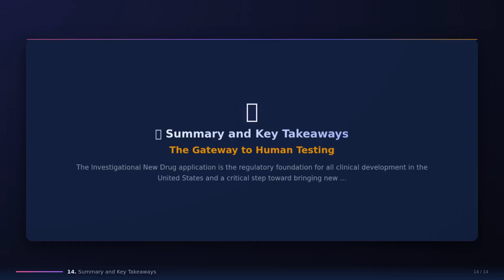The Investigational New Drug application is the regulatory foundation for all clinical development in the United States and a critical step toward bringing new medicines to patients. It requires comprehensive preclinical data, robust manufacturing information, and well-designed clinical protocols that prioritize patient safety. The FDA's 30-day review period ensures thorough safety evaluation before human exposure begins. Once active, the IND is maintained through amendments and safety reports throughout the entire development lifecycle. Understanding the IND process is essential for anyone involved in drug development. It is where science, regulation, and patient safety converge.